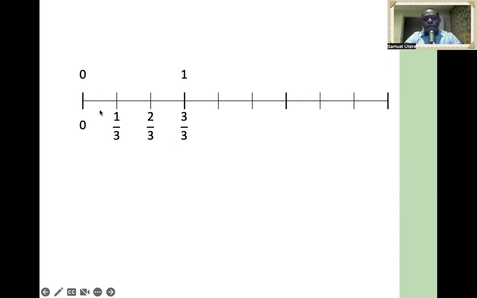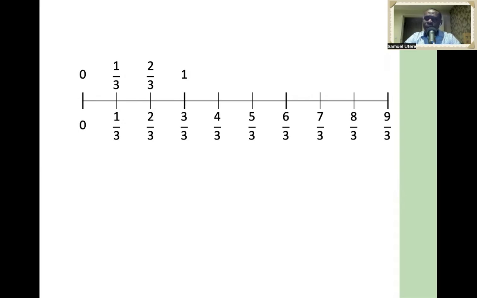But we know that these intervals are all equal. How do we complete the other parts of the number line? You say, well, it's going to keep going up in thirds. So the next one has to be 4/3, 5/3, so on and so forth. Now, this other part, if we had to complete this, we'll say, well, it has to be the same, right?